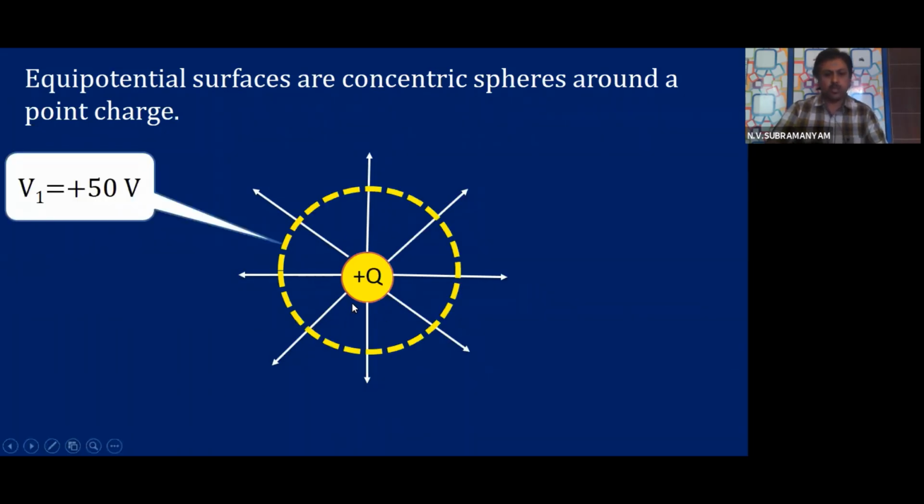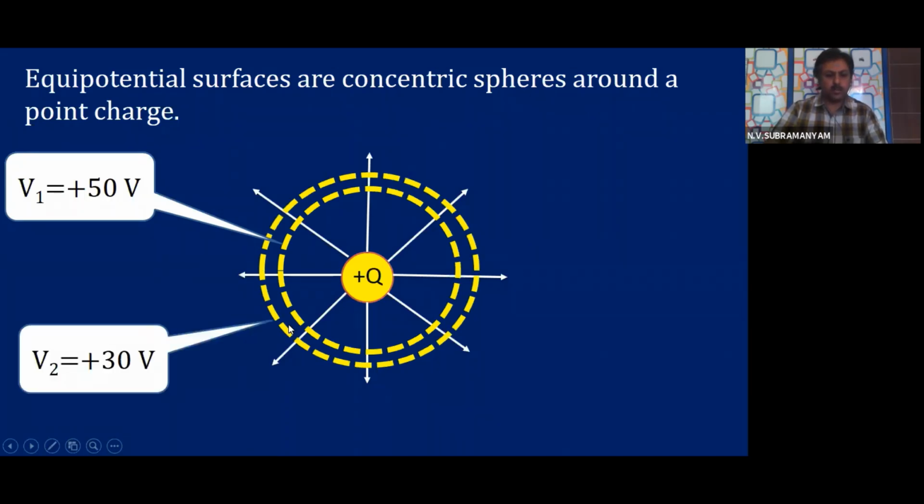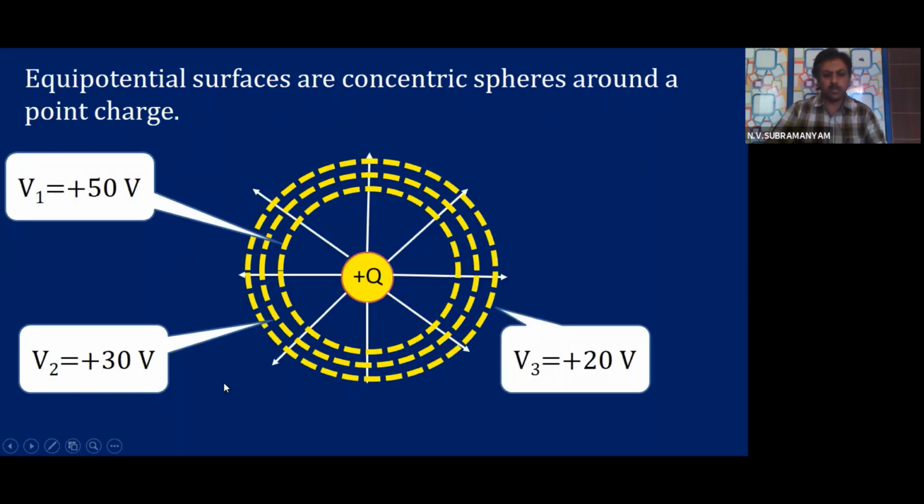The innermost sphere is very close to the point charge. So potential is, let us say, for example, 50 volts. V1 is plus 50 volts. The second sphere, V2 is plus 30 volts. That means all the points on the second sphere are at 30 volts potential. Similarly, the third sphere, V3 is plus 20 volts. As I go away from the center, that is the point charge, the distance is increasing. So potential is decreasing.